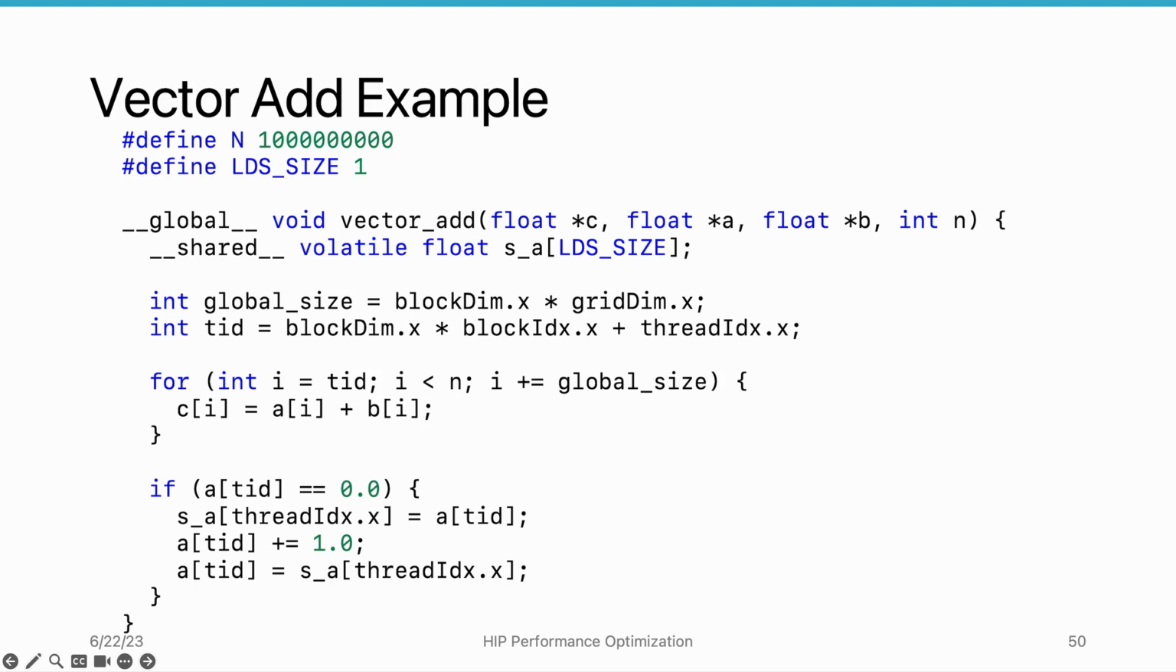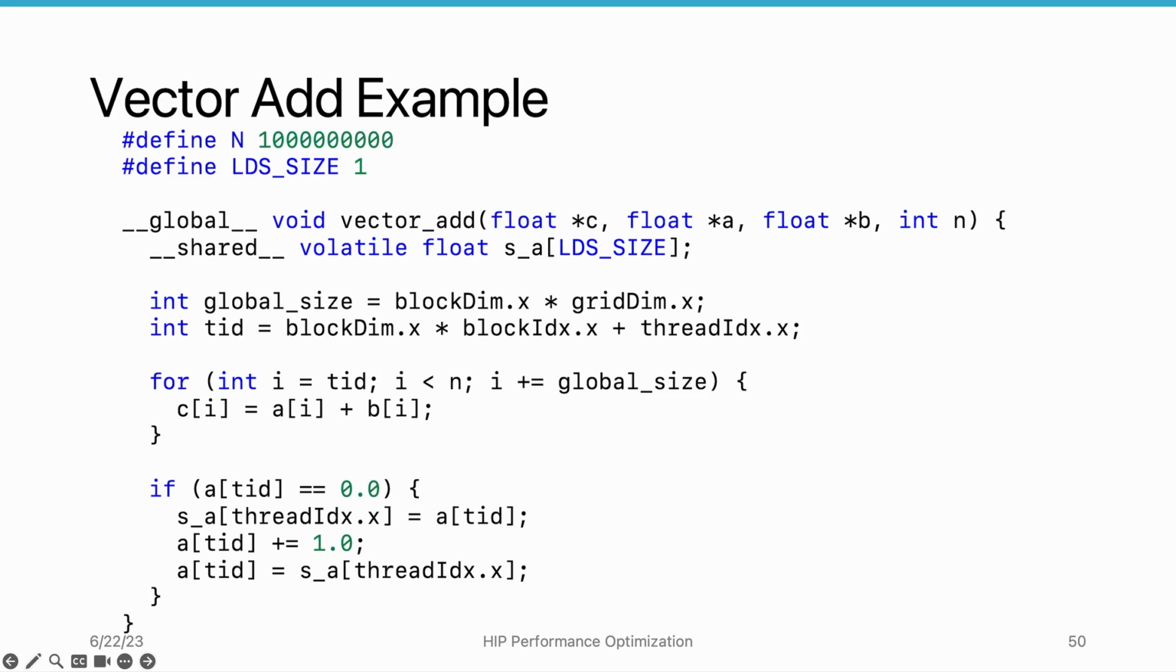We also add a volatile keyword. In general, you don't need a volatile keyword. We add it because we don't want the compiler to optimize it out. And at the end, we add if a_tid equals 0, because in this case, I know it will never equal 0. I add some dummy code there just to prevent the compiler from optimizing that out. This if statement will never get executed. So we have one knob: the LDS size. We can change the LDS size to tune the occupancy.